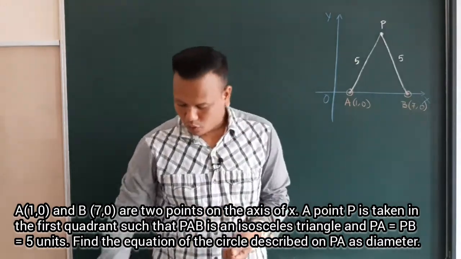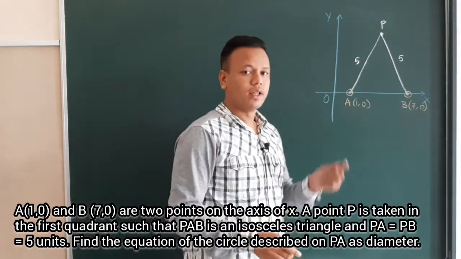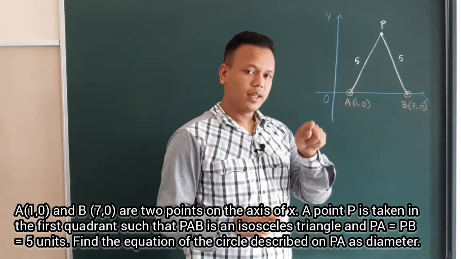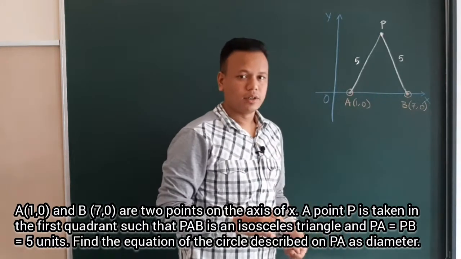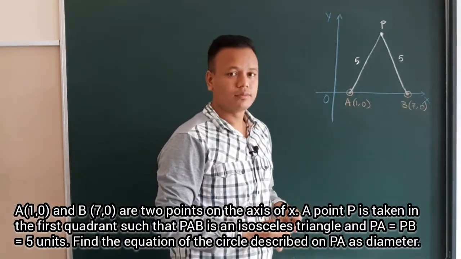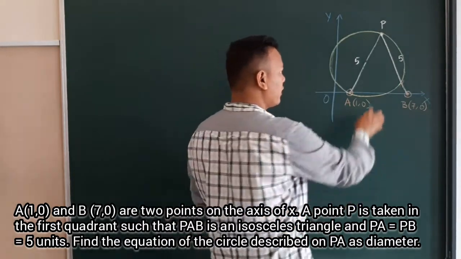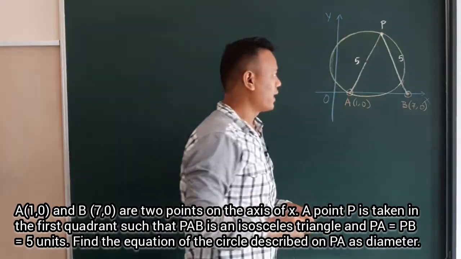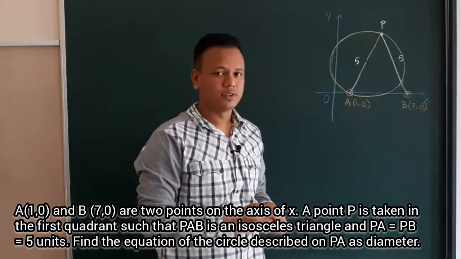Now you have to draw a circle, and you have to find the equation of that particular circle. And for that circle, PA will be your diameter. Okay, so let me draw the circle for you. Here I have drawn a rough circle for you where you have PA as your diameter. And you need to find what is the equation of this circle.